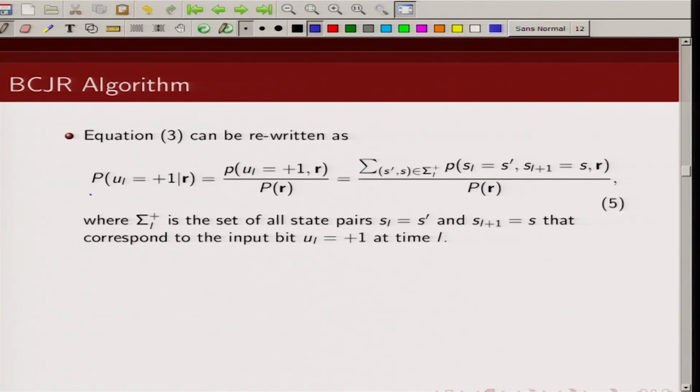Again, we go back and look at this probability of UL being +1 given our received sequence R. As we have written, this can be written as the joint probability of UL being +1 and receiving R, divided by the probability of R. Now we look at this expression, the joint probability of UL being +1 and the received sequence R. If you look at any trellis diagram, let us say this is a simple 2 state code.